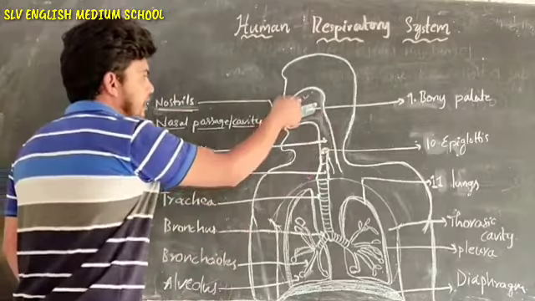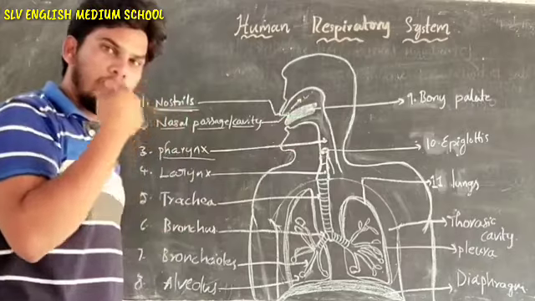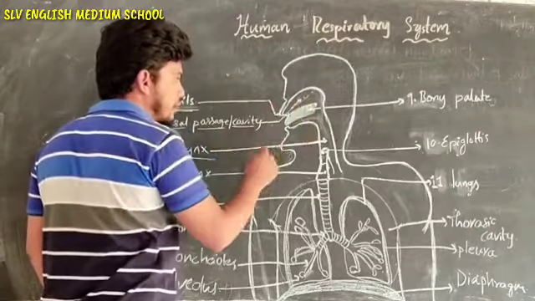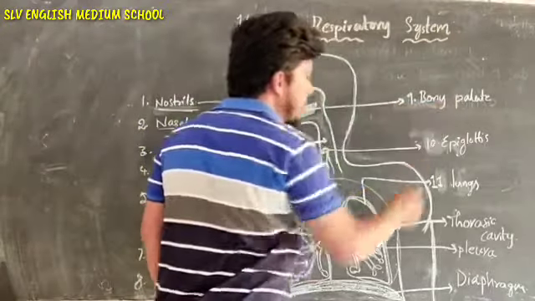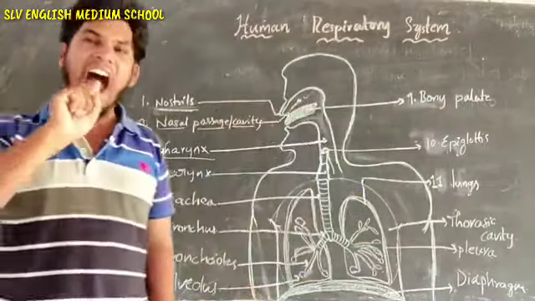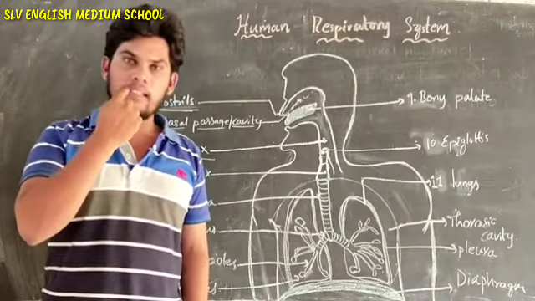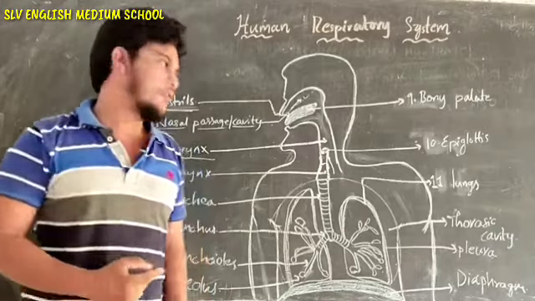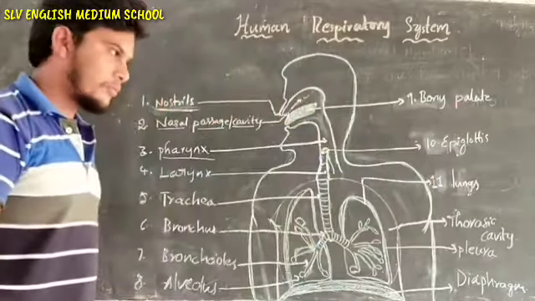Look here, the nasal cavity and oral cavity. Oral cavity means mouth. The oral cavity and nasal cavity are separated by a bone. That bone is called the bony palate. So this palate separates the nasal cavity and the oral cavity.